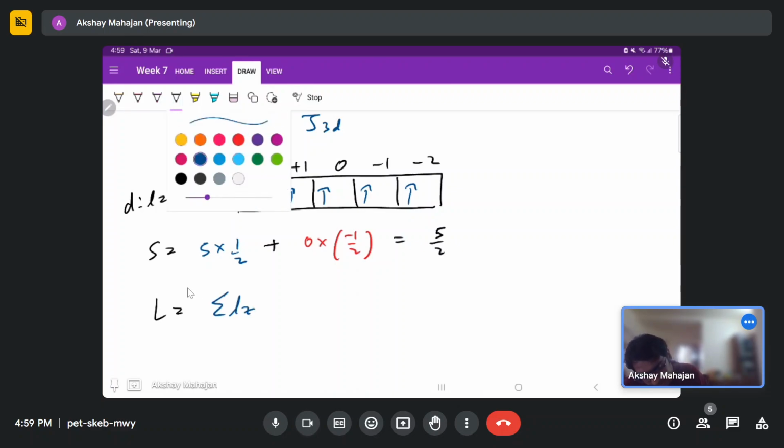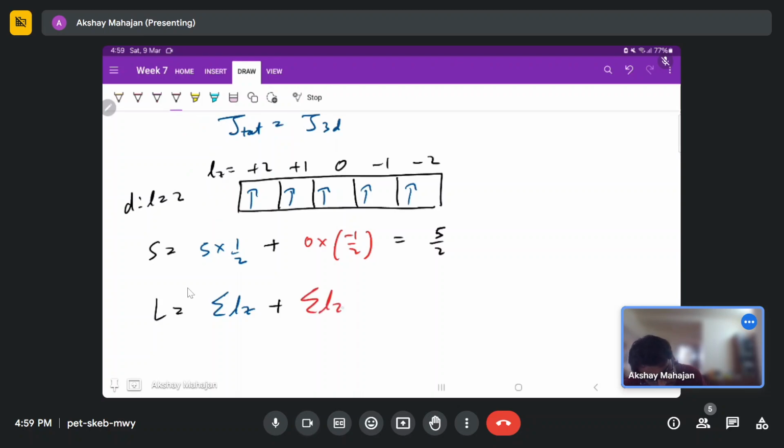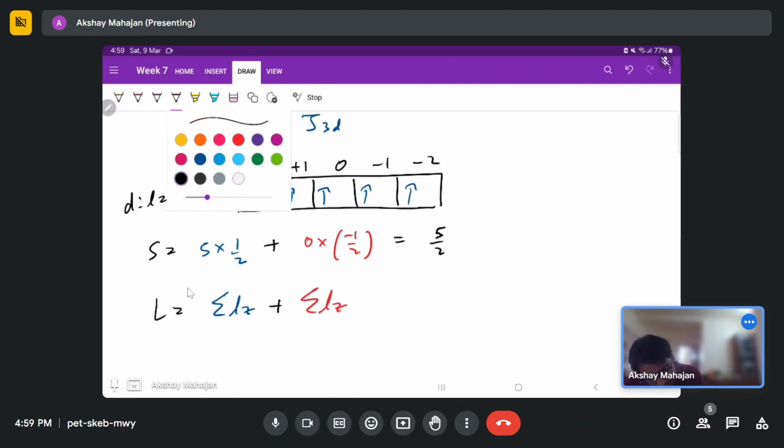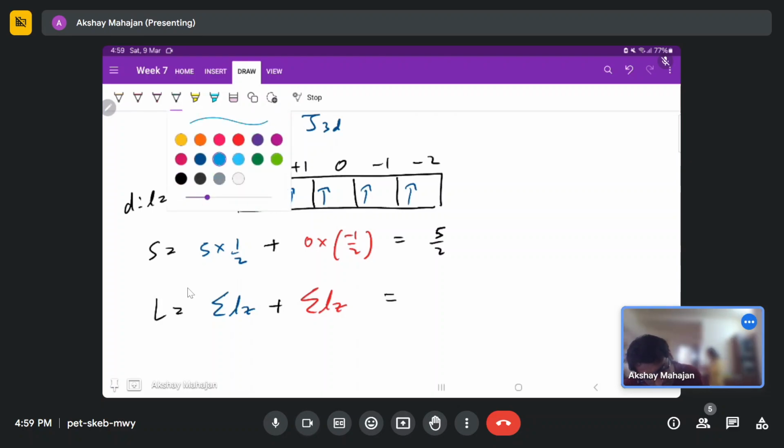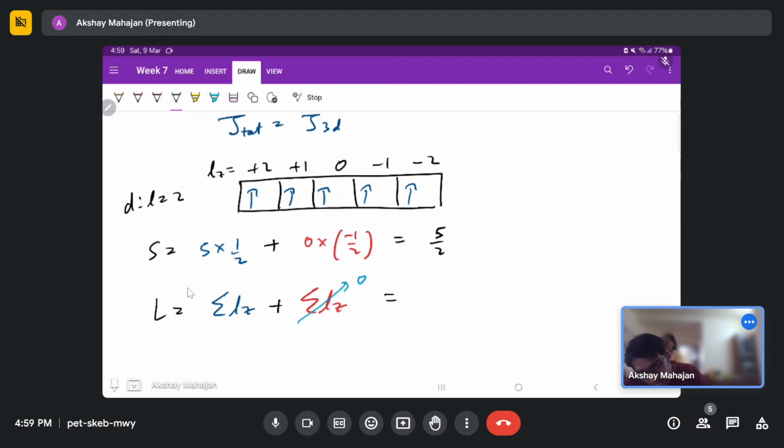Capital L will be equal to the summation of Lz for the spin up and the summation of Lz for the spin down. We don't have any spin down.